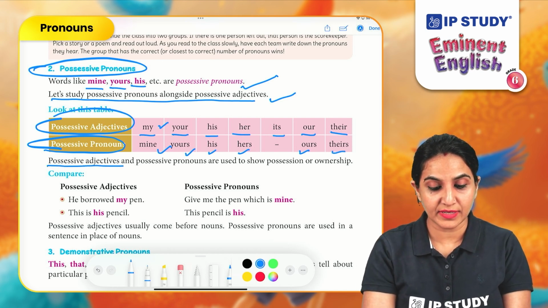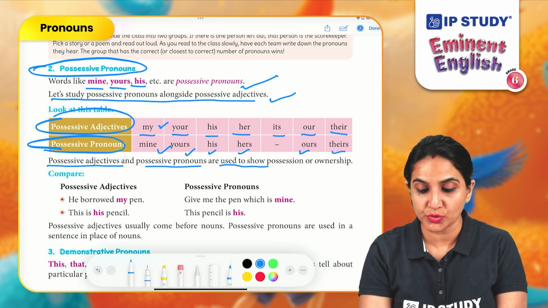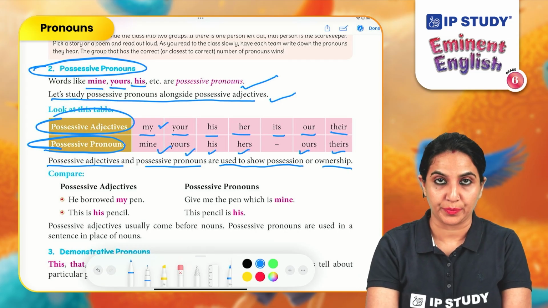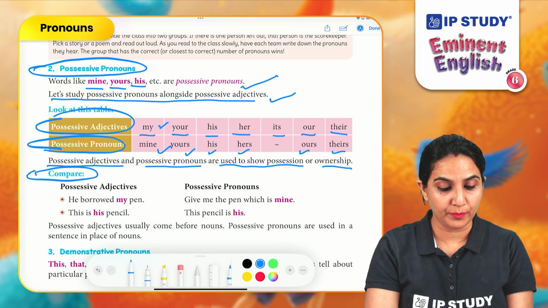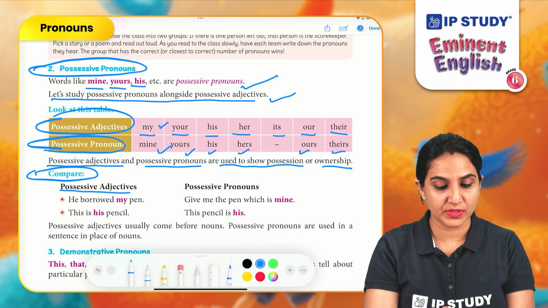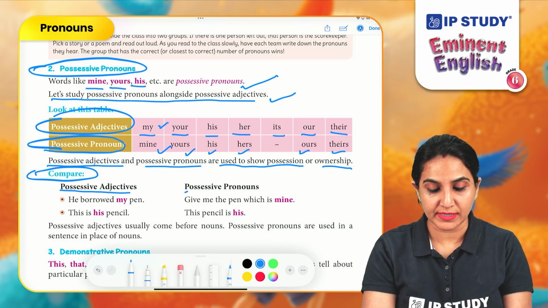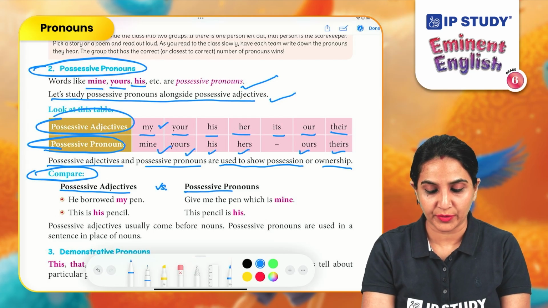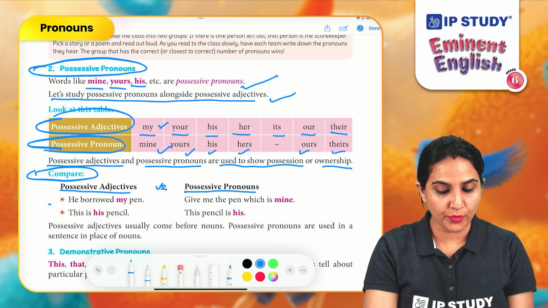Possessive adjectives and possessive pronouns are used to show possession or ownership. Now let us compare both of them in detail. Possessive adjectives versus possessive pronouns. He borrowed my pen.